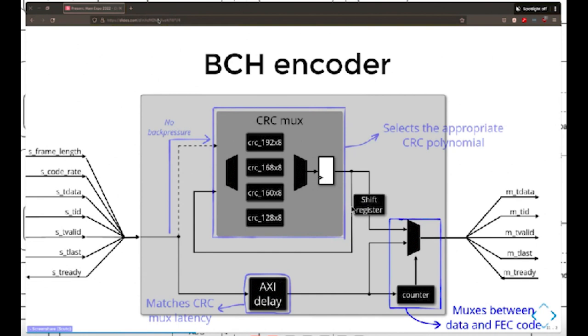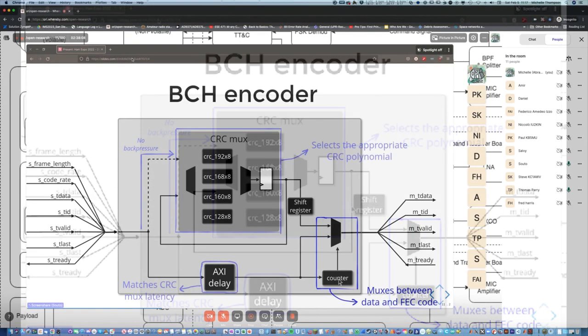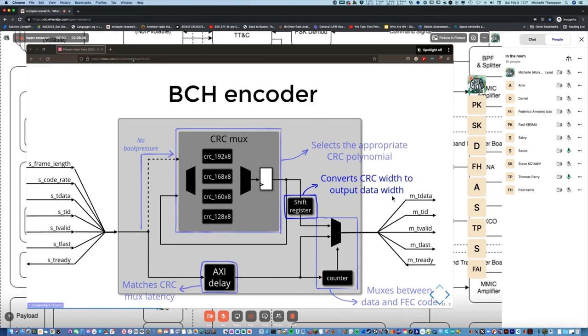When a frame completes, we need to multiplex between the data that is passing through the AXI stream delay and the parity data. So essentially, when the frame completes, we count how many output words we need to write the parity code word. The parity code word is usually bigger than the data width, and we convert using the shift register.